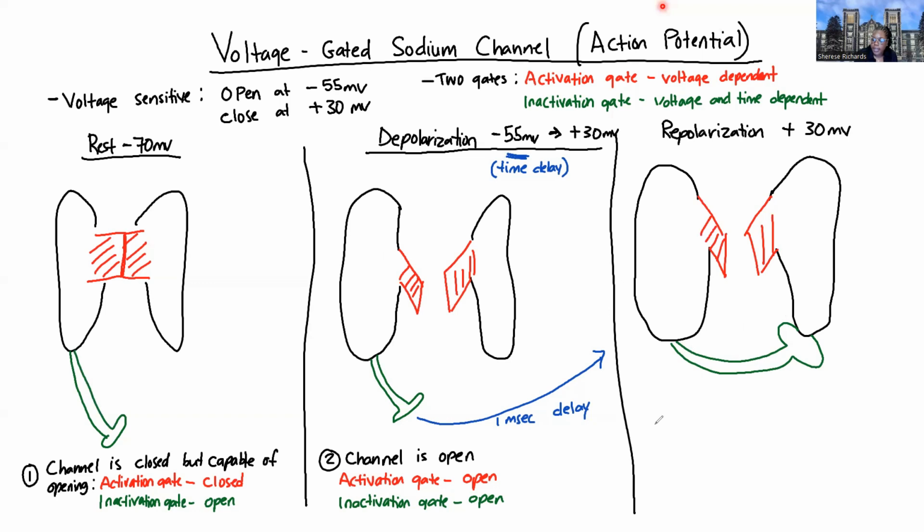So in this third state, the channel is closed and incapable of opening. Our activation gate is open while the inactivation gate is now closed.